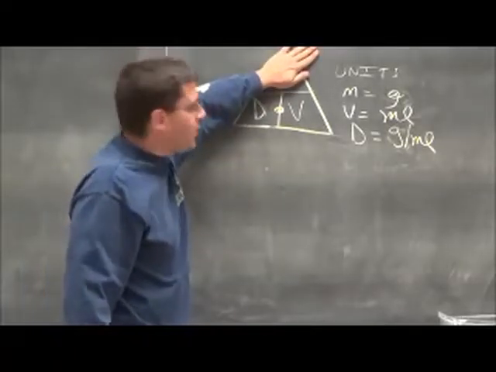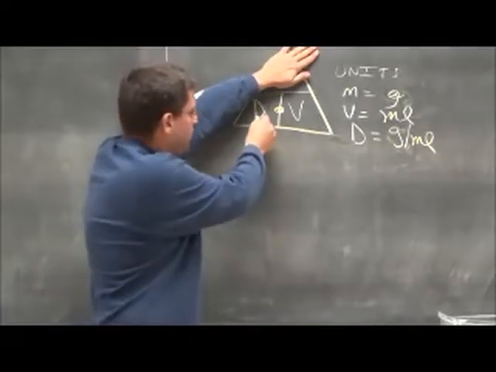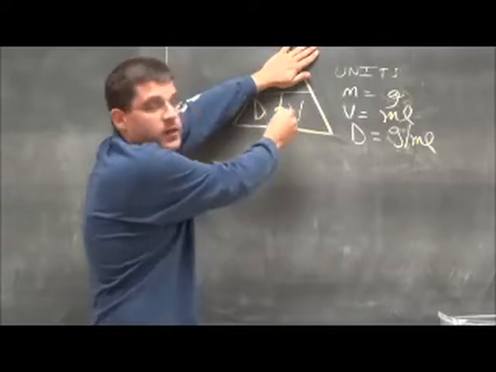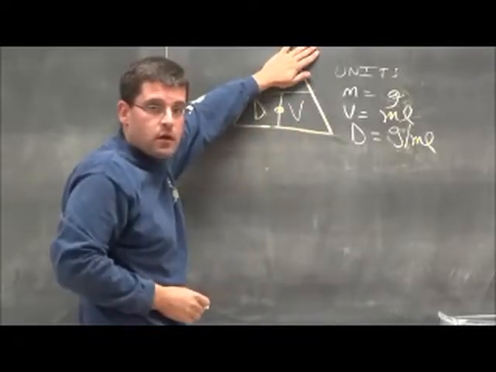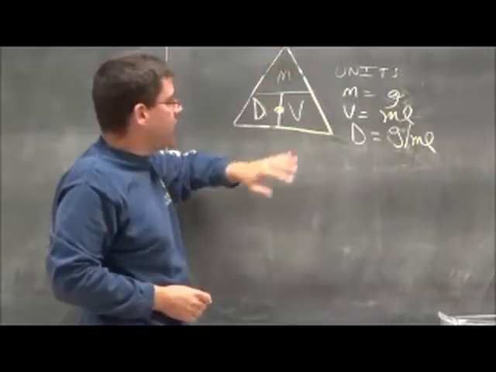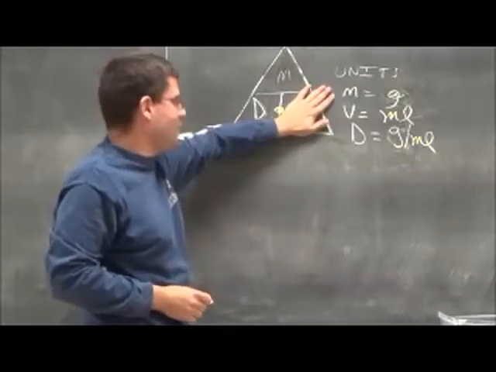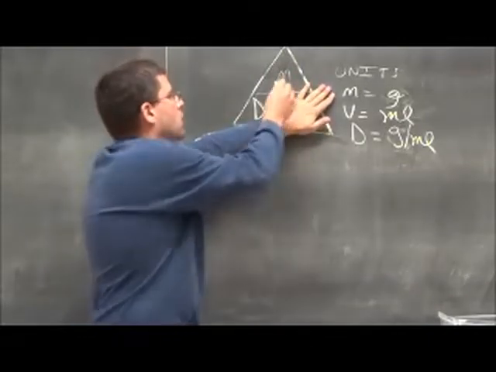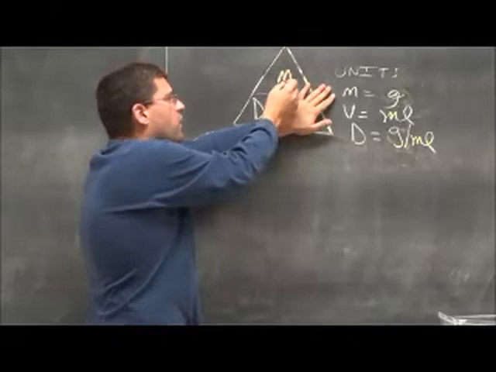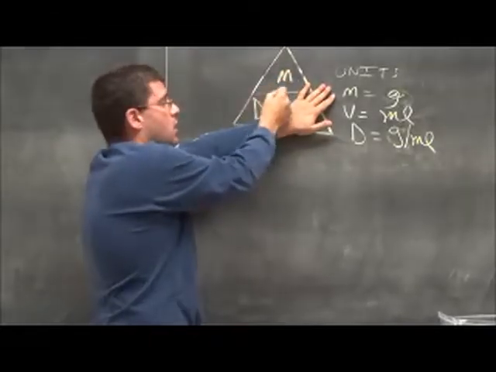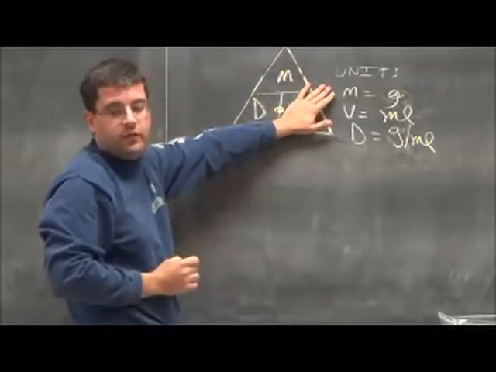Don't know the mass. Cover it up. D times V. See how that works right there? Look how easy this is. And then let's say you don't know the volume. So it's the unknown, so cover it up because you don't know what it is. And then you're left with M divided by D. See how that triangle works?